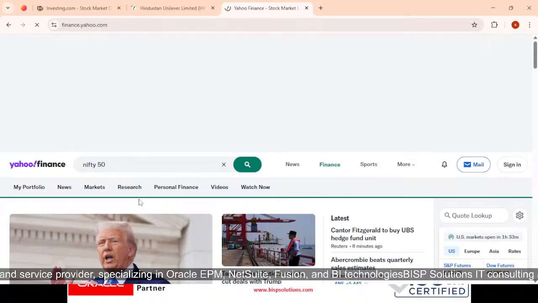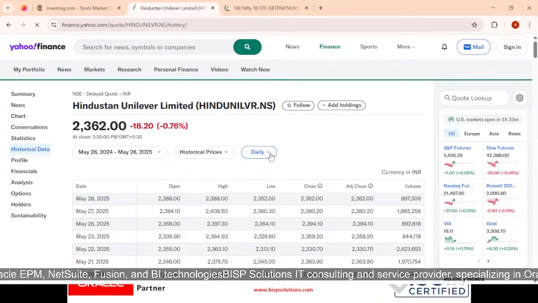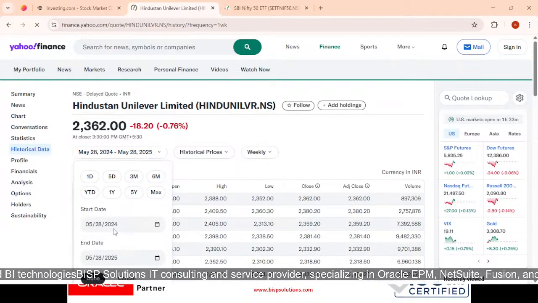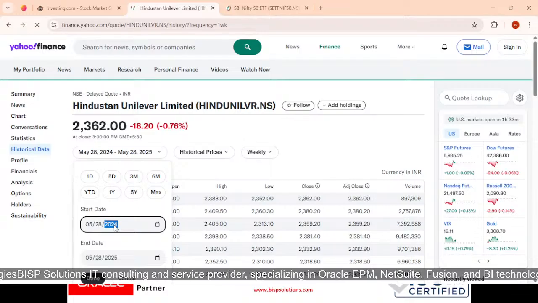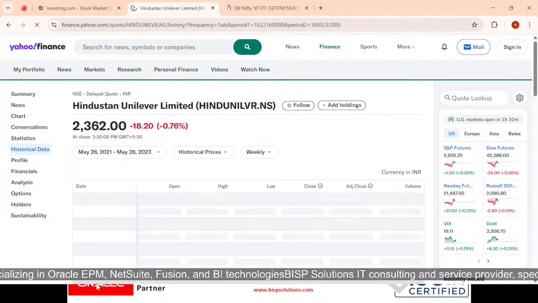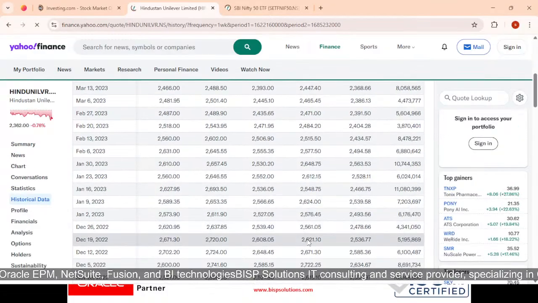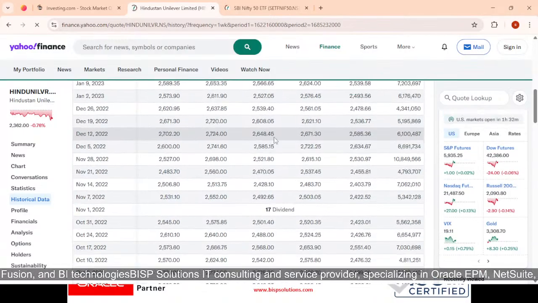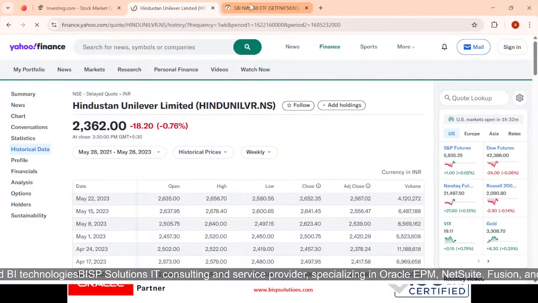Now it is showing us currency in INR. We have to check our historical prices weekly, first thing, and second thing, we want it for 2 years. So let's suppose I am taking 2021 till 2023. When I click on done, it will be showing me the data from 2021 till 2023, and it is a weekly data of our Hindustan Unilever.